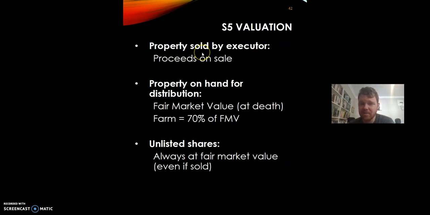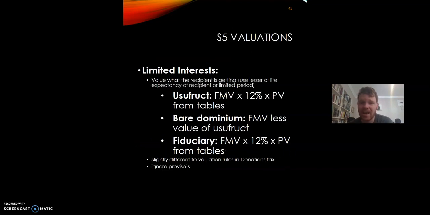How you value them, it's always going to be what you sell it for, except if it wasn't sold and simply given over to somebody else, it'll be at fair market value at the date of death, not the date that it's given across. Any farm use 70% of the value, and unlisted shares are always at fair market value on the date of death, even if they were sold. They will be treated at fair market value.